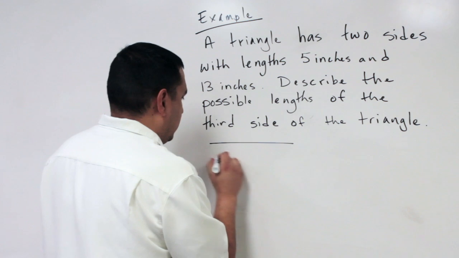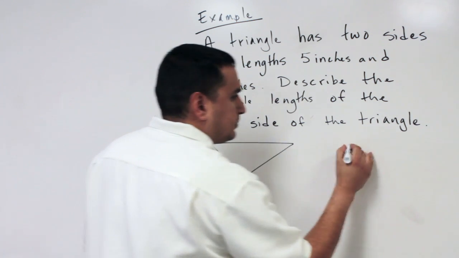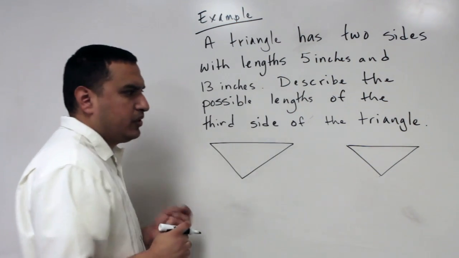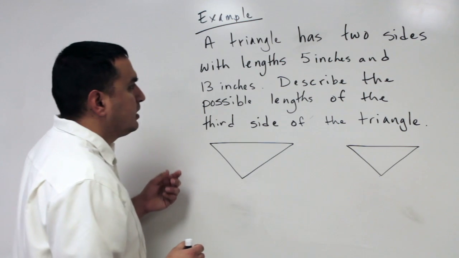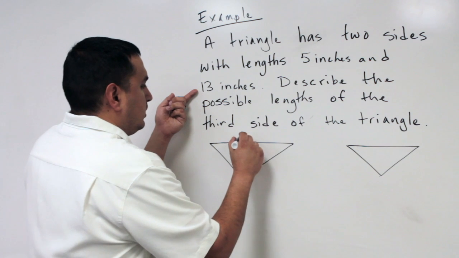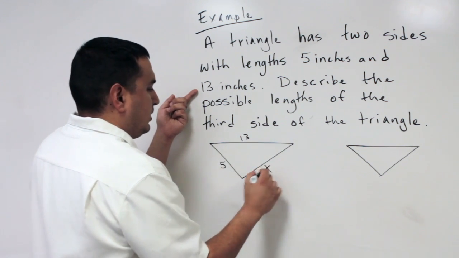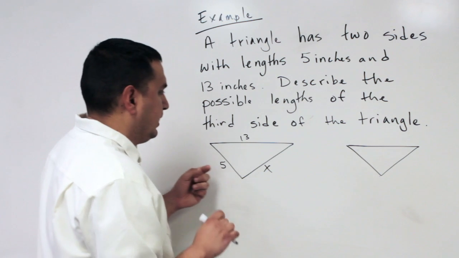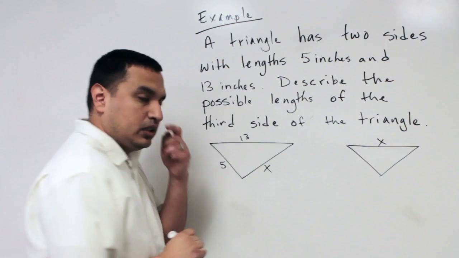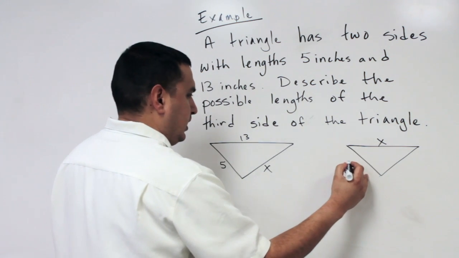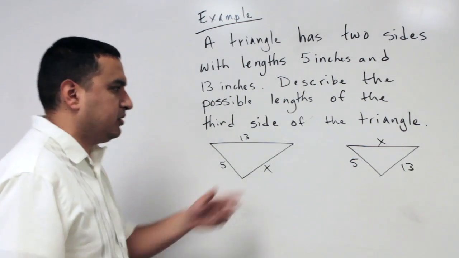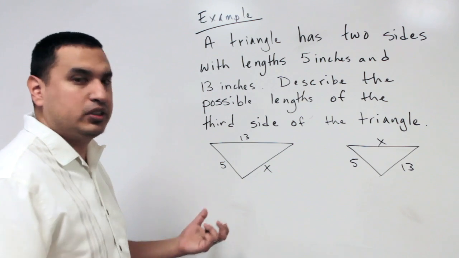So to do this, let's start by drawing out some triangles, because there are two different possibilities. One of them is that x is one of my shorter sides, so 13 would be my longest side. And so I'd have, let's say, the 5 here and the x here. The other possibility is that the 5 and the 13 are my smaller sides, and x is the longest side. So I would put the x here, and then let's say I'd put the 5 here, and the 13 would go here. These are just references so that I know what to do.